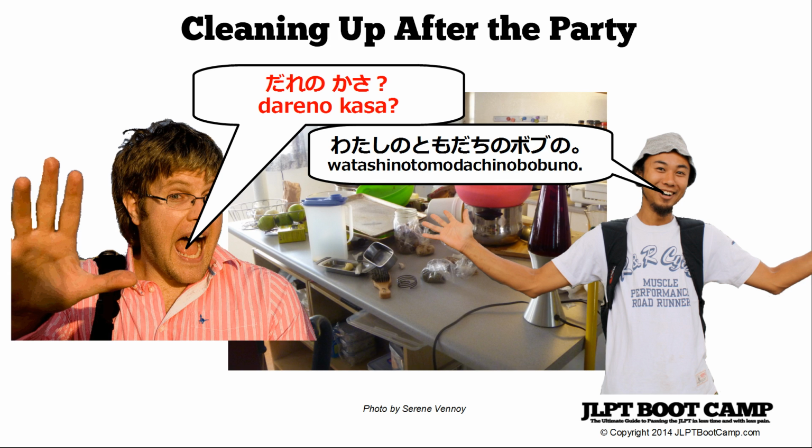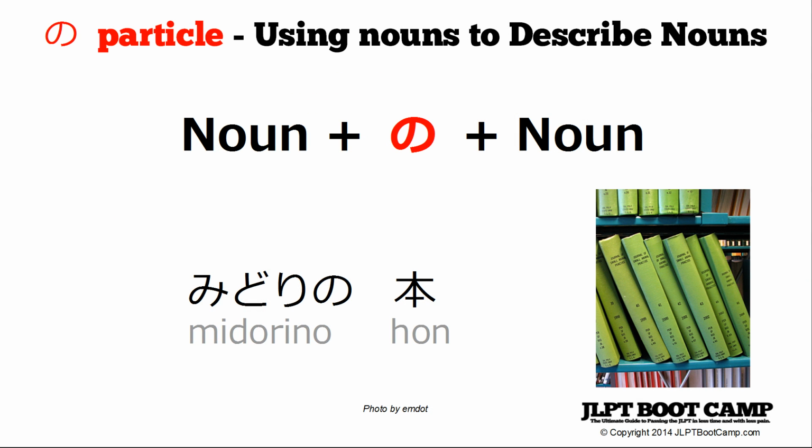And so this is kind of mixing the two purposes, the two ways you can use the no particle. First was the possession. The second way to use the no particle is using it to describe nouns. So when you use a noun to describe a noun. Now we talked about before, of course, with i adjectives, you just put the i adjective before the noun. With na adjectives, you put na adjective plus na plus noun. But you can use nouns to describe nouns in this way. And it's often used with colors. So for example, Midori no hon, this is a green book. Or for example, tomodachi no, talking about your friend.